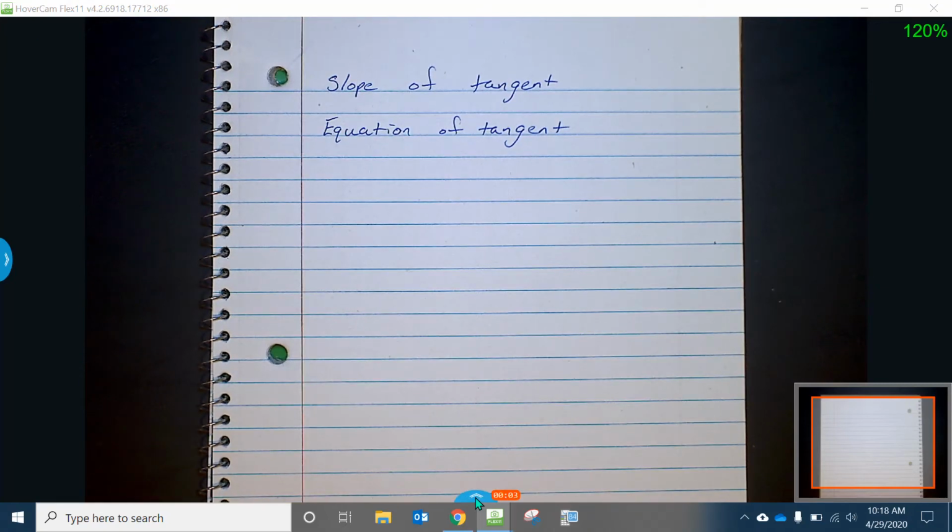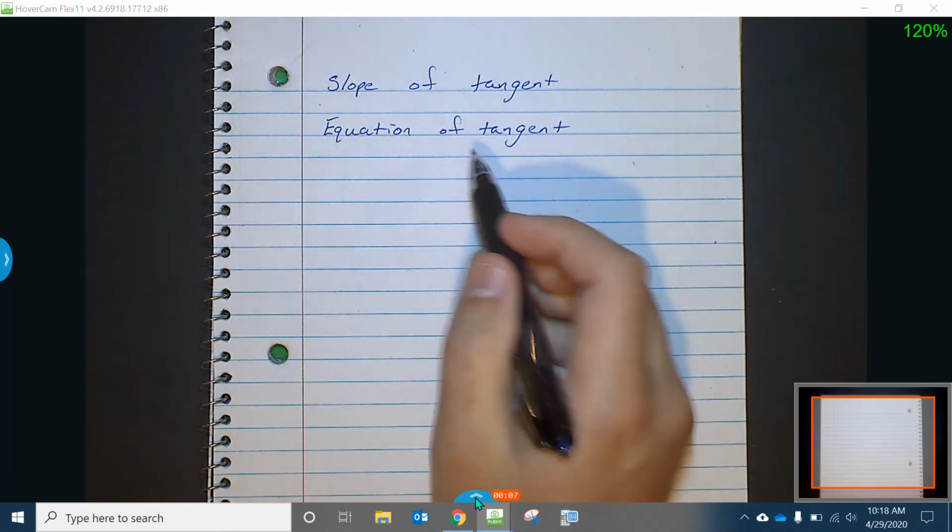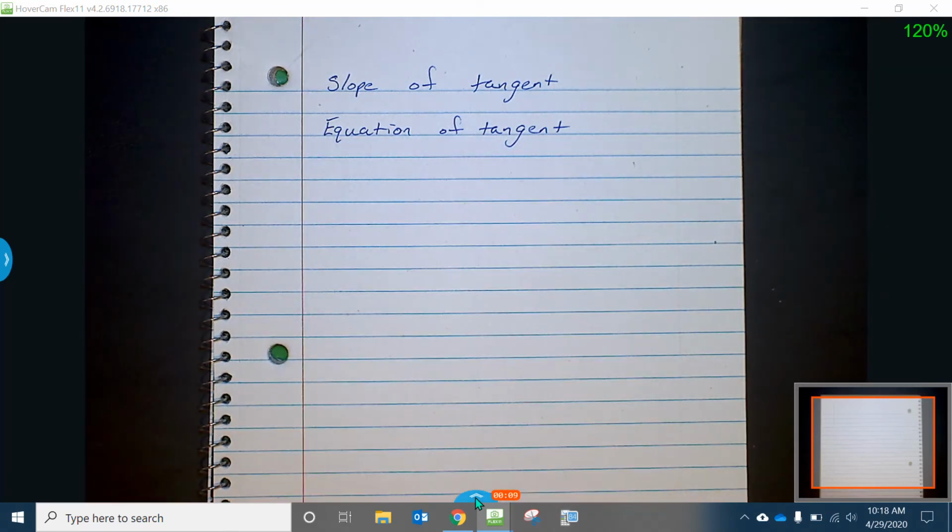Hi everyone. Today we'll be looking at slope of tangent and the equation of a tangent, both important pieces for the AP course and AP Calc exam next year.